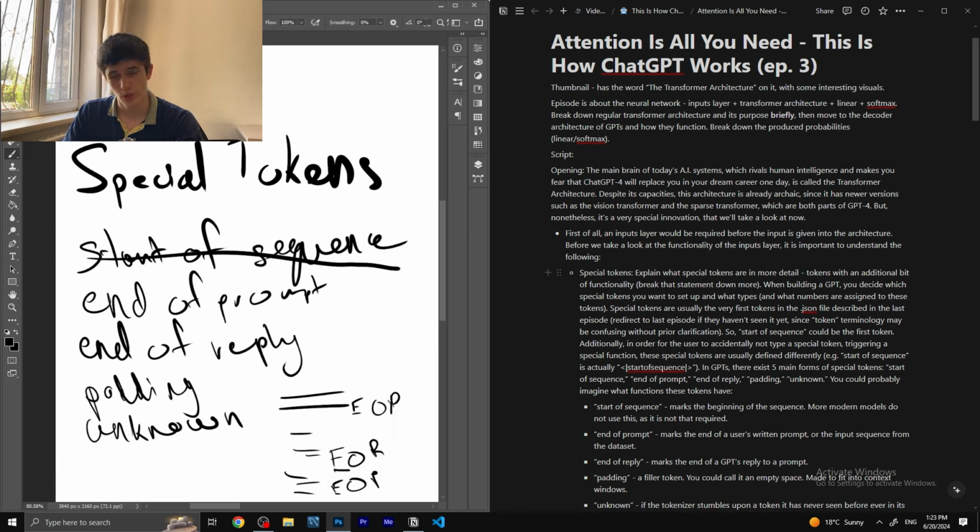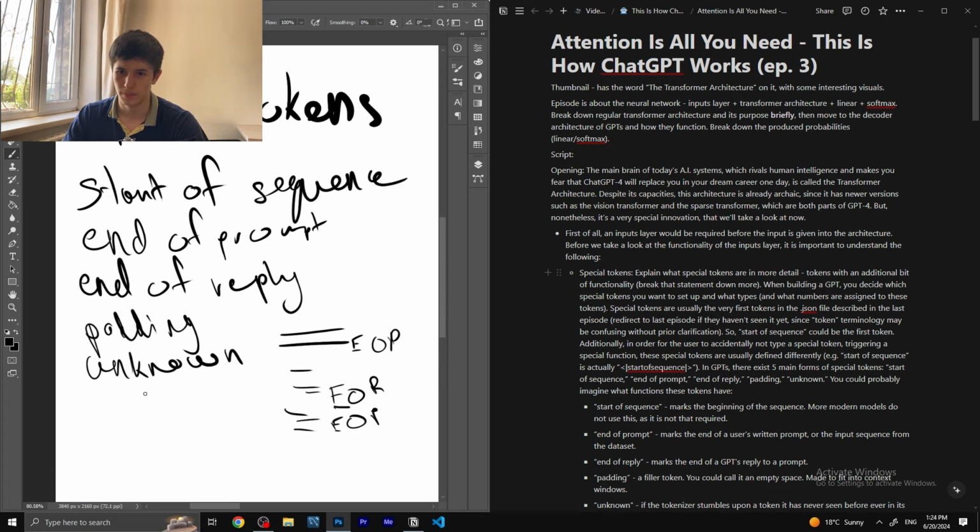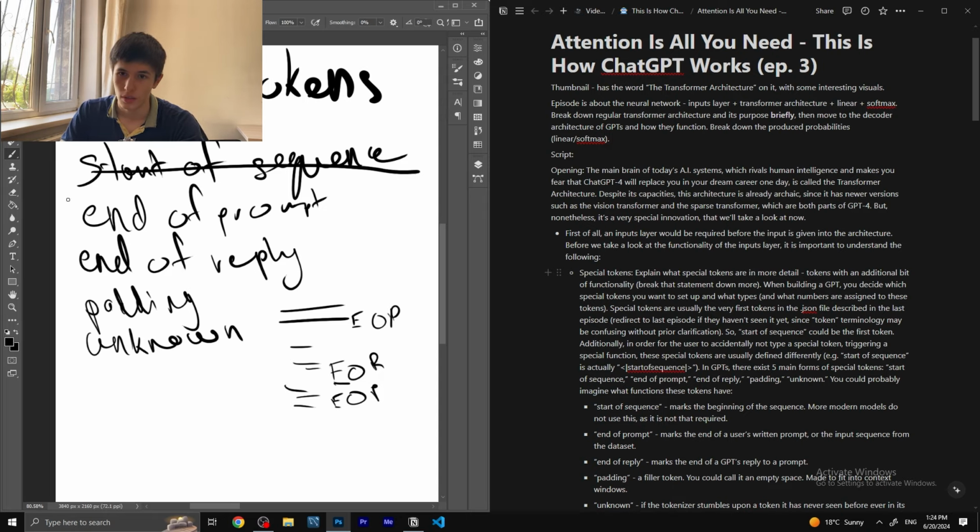So start of sequence is not really used. Only EOR and EOP are, and they tell the model immediately what is going on. Then we have padding tokens. What are padding tokens? Essentially, if you can imagine, let me just cross that out. Let me just bullet point all of these.